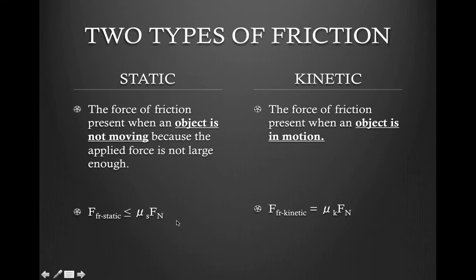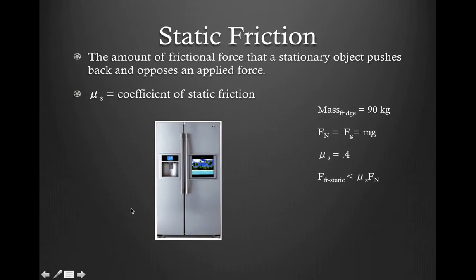So let's talk about static friction first and why we see this less-than-or-equal-to sign. Well, static friction, like I said, is the amount of frictional force that a stationary object pushes back with to oppose an applied force. This coefficient of static friction is denoted mu s, and it depends on the surface that you're pushing against. So let's work an example problem.